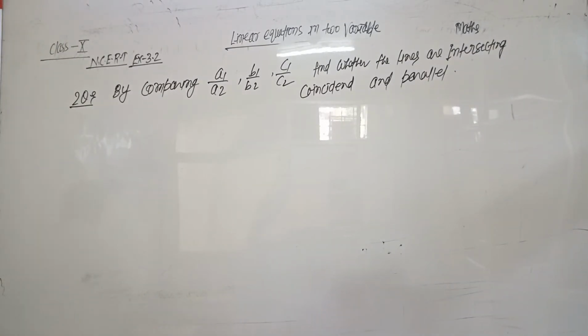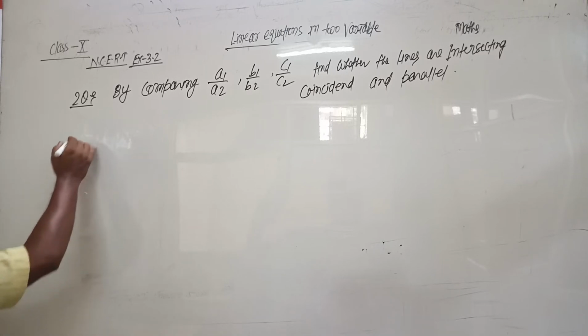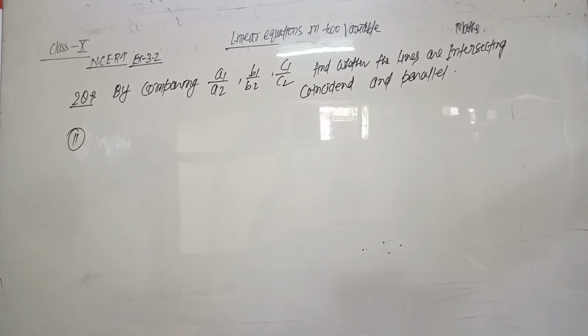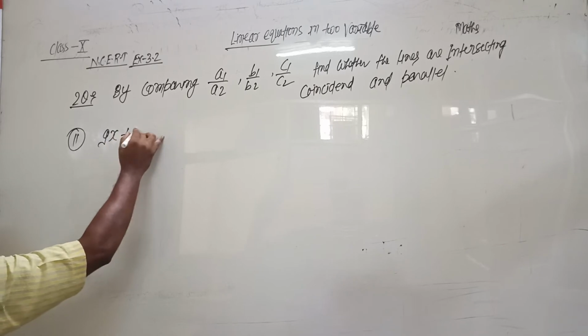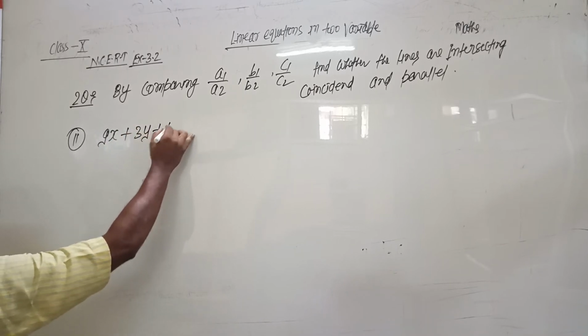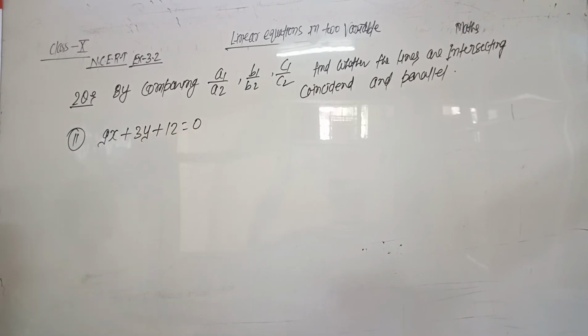By comparing a1 by a2, b1 by b2 and c1 by c2, we have to find whether the lines are intersecting, coincident or parallel. So let us see the second part of this question. The equation is given: 9x plus 3y plus 12 equals 0.